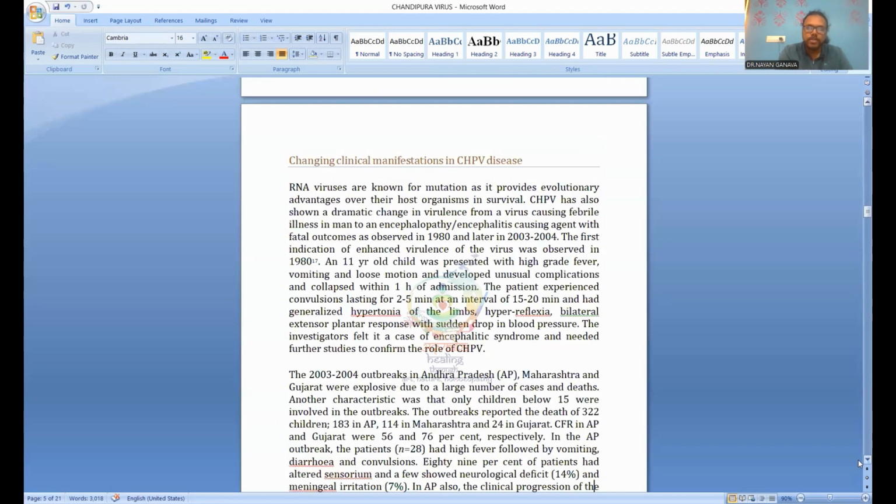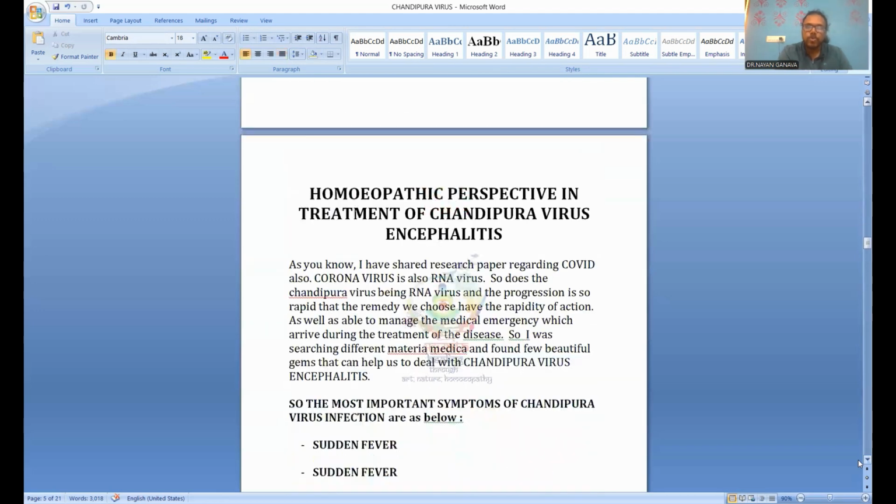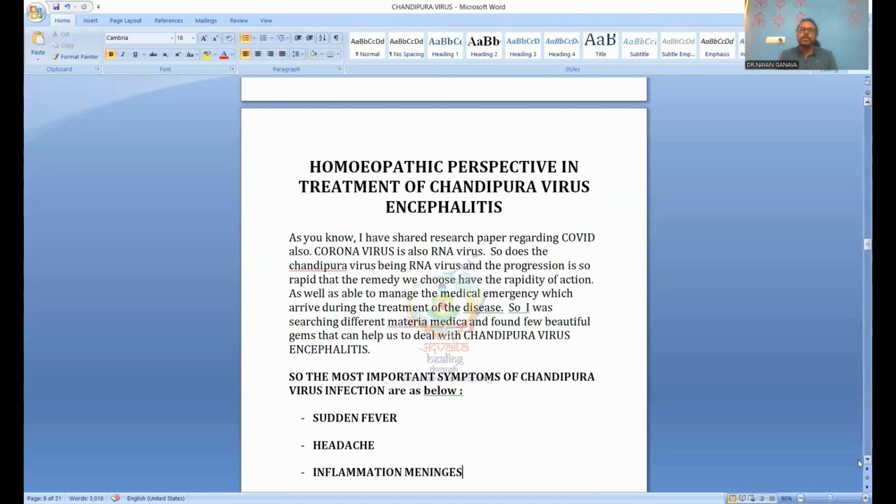So now let us look further at the homeopathic perspective in the treatment of Chandipura vesiculovirus. When I heard about Chandipura vesiculovirus, I started searching every single materia medica I have in my software, in my encyclopedia, in my library, whatever books I have, and I have found some beautiful remedies that can be a hope for treating such cases.